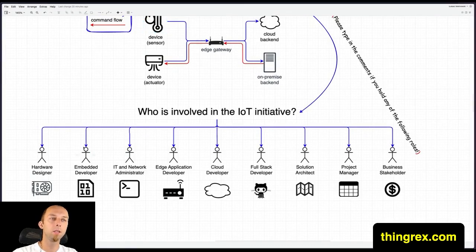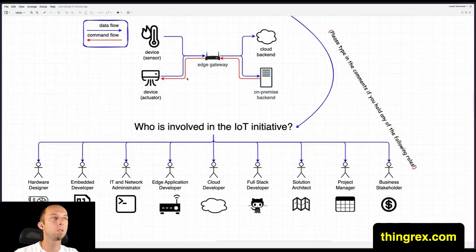Then we've got the embedded developer, the person that is able to write firmware on this hardware, because this hardware needs to be controlled by some logic, and the embedded developer is typically the role responsible for creating that logic. We've got the IT and network administrator, and that person should also be the security architect.